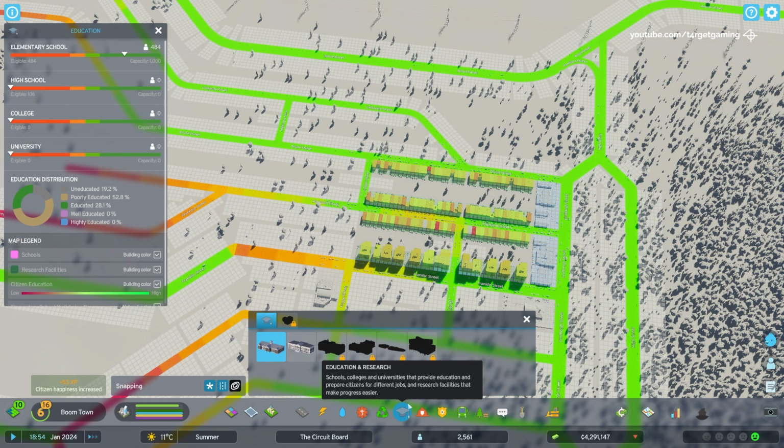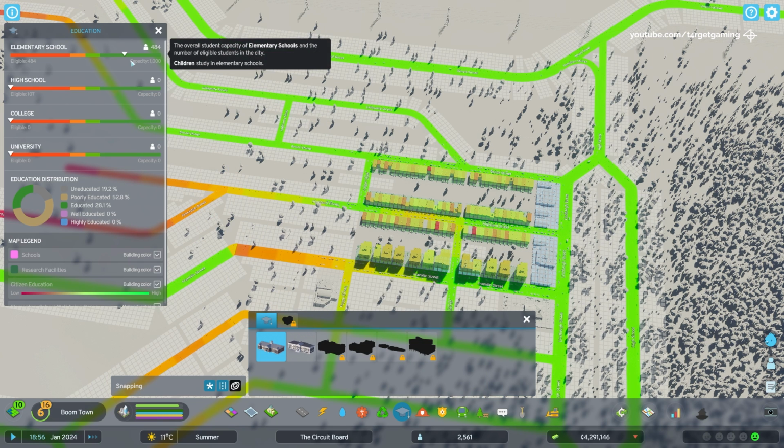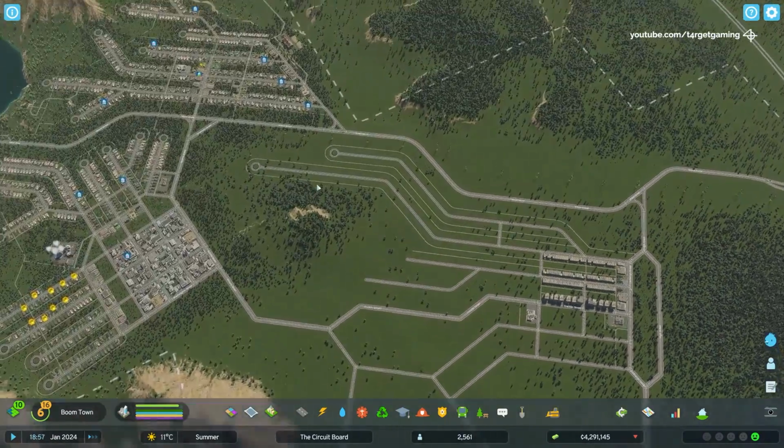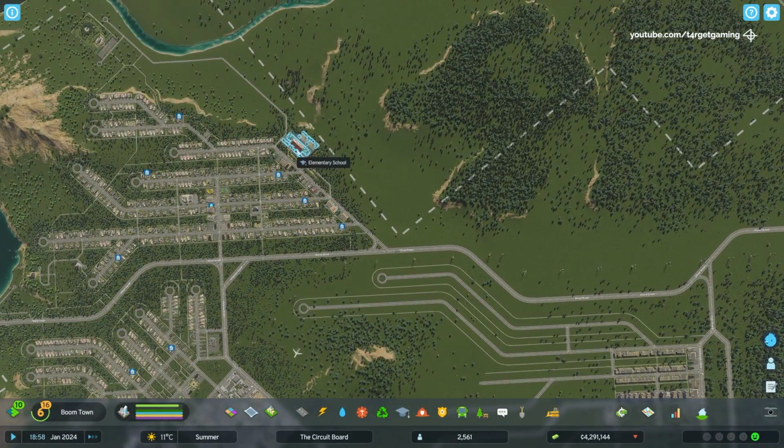If I take a look at the education panel, we see that we still have a lot of room for students. However, the only elementary school that we have in the city is very far away. It covers this section here.